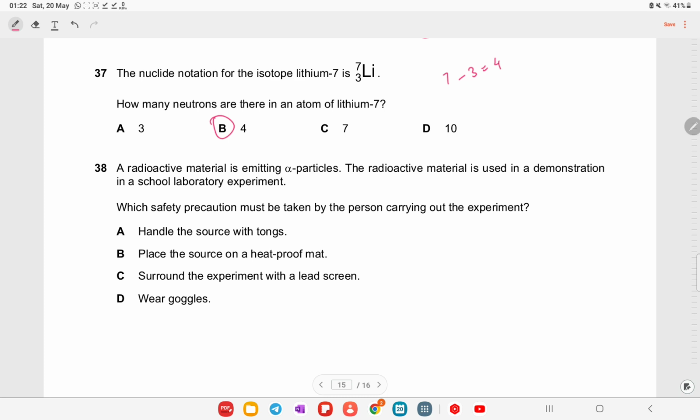A radioactive material is emitting alpha particles. The radioactive material is used in a demonstration in a school laboratory experiment. Which precaution must be taken by the person carrying out the experiment? Handle the source with tongs, yes, because those are radioactive elements. Place the source on a heat-proof mat, no. Surround the experiment with a lead screen, okay. And wear goggles, no. Option A is going to be the right answer for this.